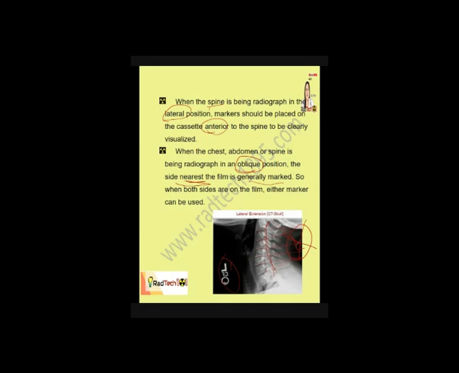So, pag oblique, halimbawa, right anterior oblique. So, yung marker natin is R. Kasi, di ba, this is a position. So, yung right anterior ng patient, malapit sa cassette. Pag, halimbawa, RPO. So, right pa din. Kasi right portion ng patient ang nasa malapit sa cassette.